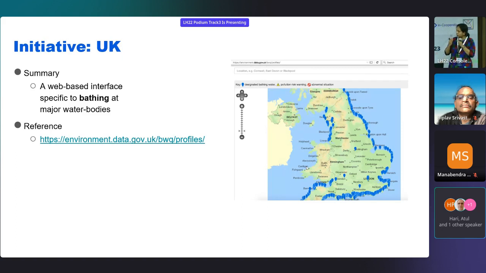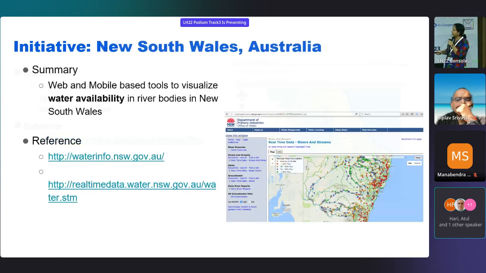An interesting example also comes from the UK, where you can see the link here on your screen. Once again, it's a GIS based visualization tool which helps you understand which is the nearest location around you where you can go for swimming or bathing, and what is the quality of the water at that particular point. That is a very quick and useful tool for people who want to spend a day swimming, to see whether the location nearest to them is safe or not, or if they maybe have to drive a couple of kilometers to get to a good spot.